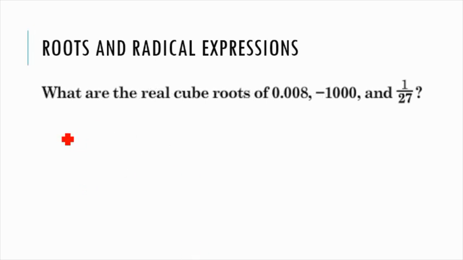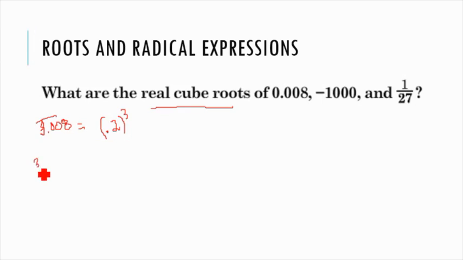So here we're asked to find what are the cube roots of 8 thousandths, negative 1000, and 1 over 27. So when we're asked to find the cube roots, that's the same as the third root. So what's the third root of 8 thousandths? So pretty much what multiplied by itself 3 times is going to give us 0.008, and that would be 0.2.